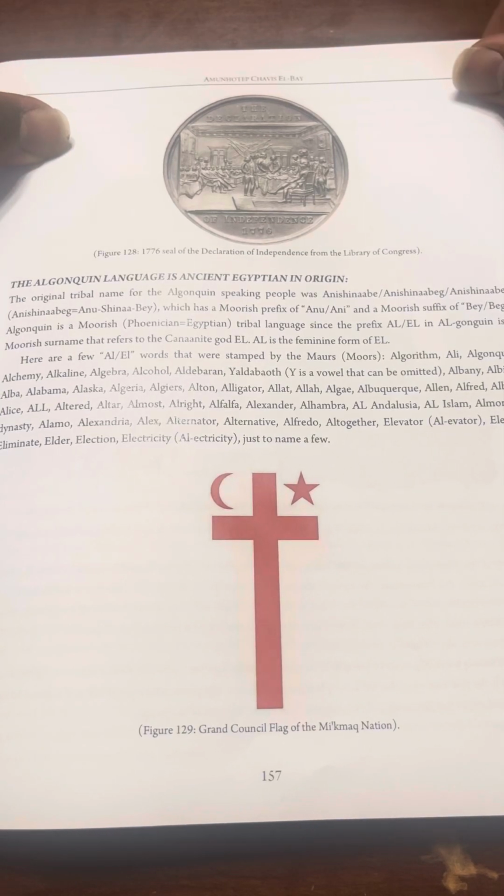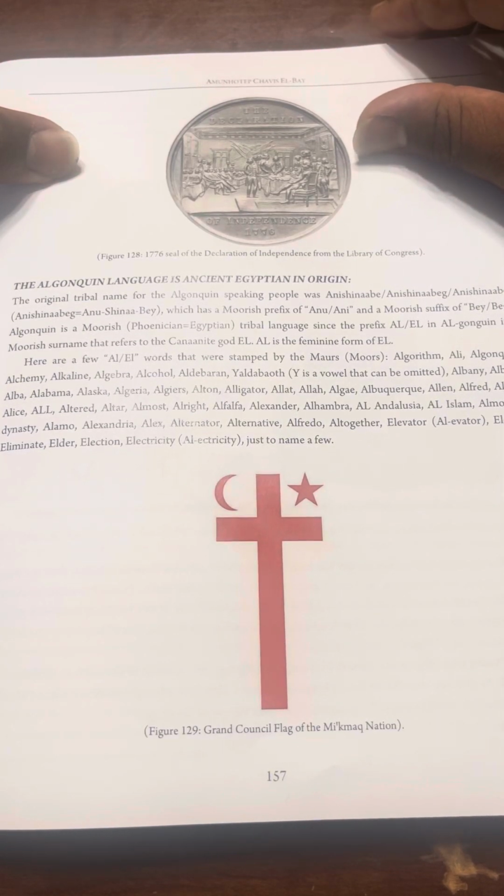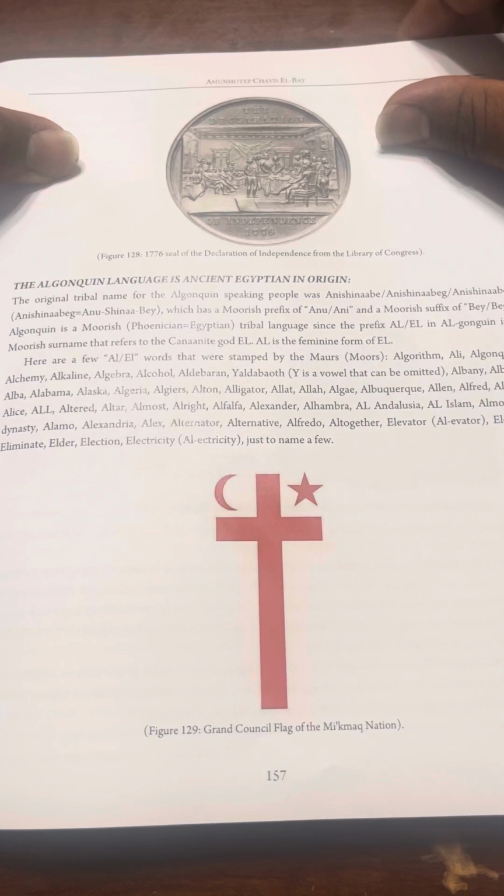So today we're going to talk about the Algonquin language. It's ancient Egyptian in origin because, as you know, America is the true old world, and Egypt was here in the Americas first. And that's what this book is pretty much explaining. The Algonquin language is ancient Egyptian in origin. The original tribal name for the Algonquin-speaking people was Anishinaabe.